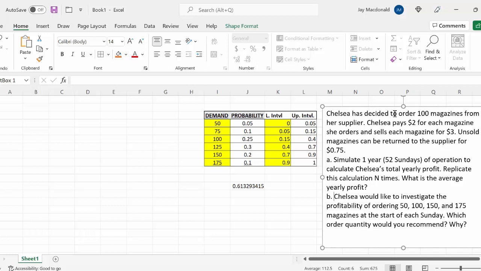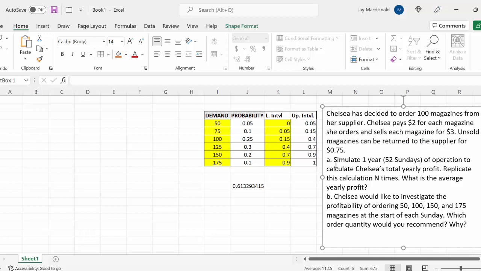Okay, so it looks like she's ordering 100 magazines at a time. All right, and when she buys a magazine from the supplier, she pays $2 for it, and the cover price, what she's selling it for, is $3. Now, if not everything is sold at the end of the day, she can go to the supplier and get reimbursed 75 cents. Okay, and again, so she paid $2 for it, but if she can't sell it, she can at least get 75 cents for that.